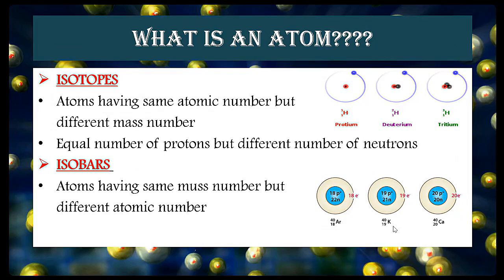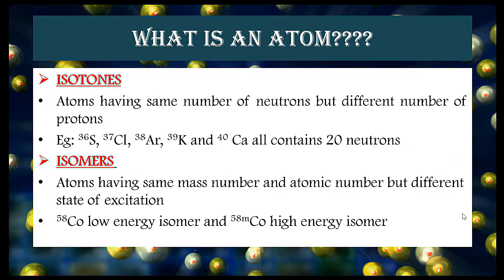Going to isobars, in isobars we have the same mass number but different atomic number. Here you can see argon, krypton and calcium have the same mass number 40, whereas the atomic number is changing. Next are isotones. Isotones have the same number of neutrons, but the number of protons is different. Here sulfur, chlorine, argon, and calcium consist of 20 neutrons, and the proton numbers are different.